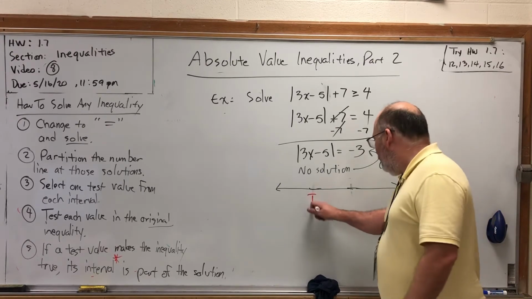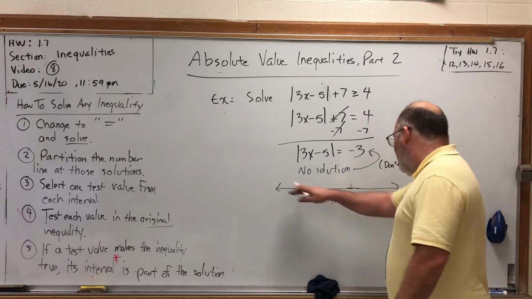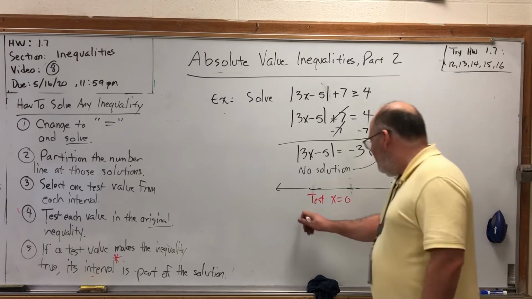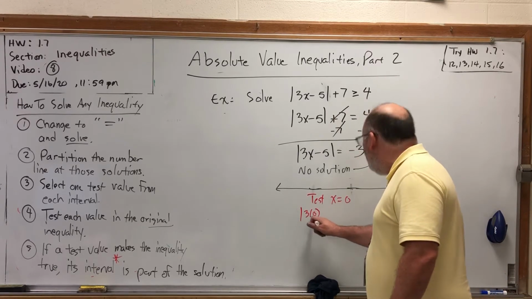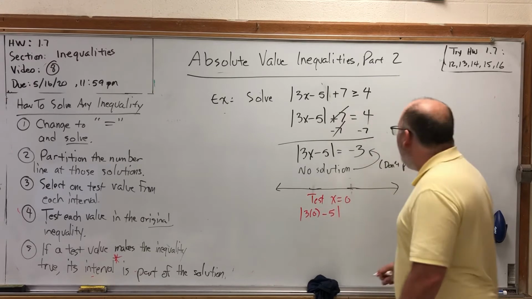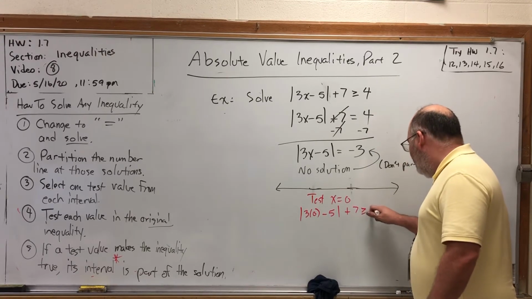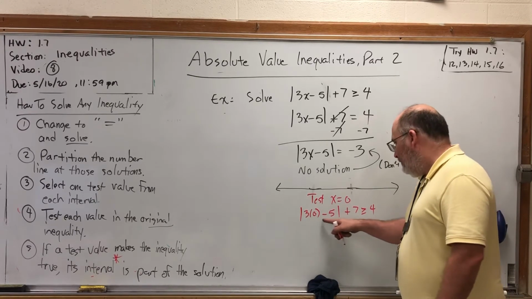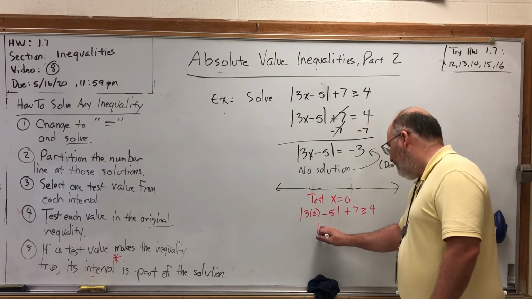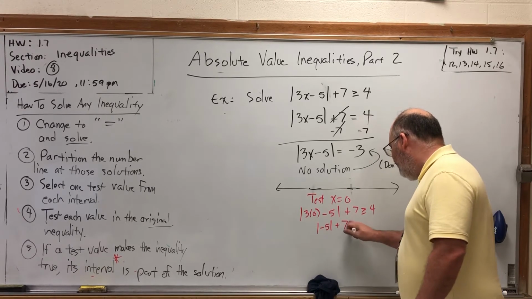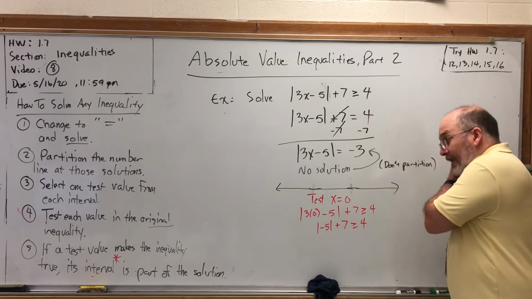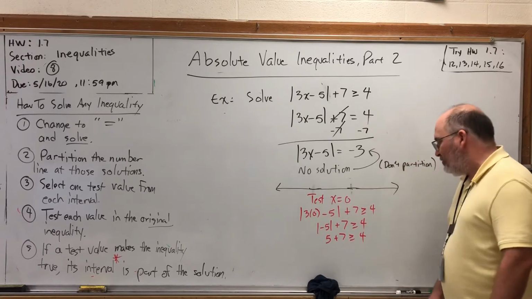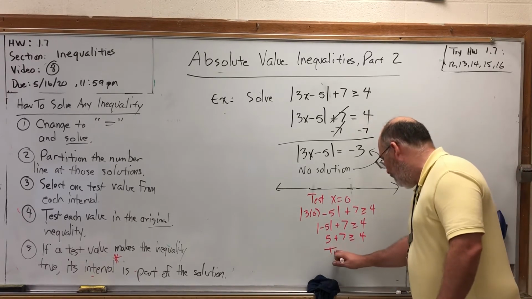0. We're going to test x equals 0 from the only interval we have to select from, namely the entire number line. So if we test 0, we get the absolute value of 3 times 0 minus 5, all that in the absolute value, plus 7 is greater than or equal to 4. 3 times 0 is 0. 0 minus 5 is negative 5, so let's call this the absolute value of negative 5. Plus 7 is greater than or equal to 4. The absolute value of 5 is 5, and at this point, I really don't need to add the 5 plus 7. I know that's going to be greater than 4. I know this is true.